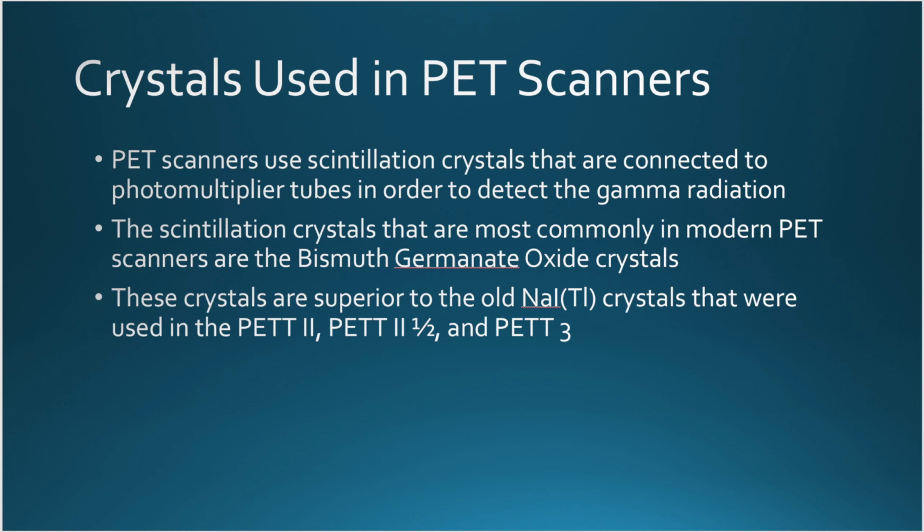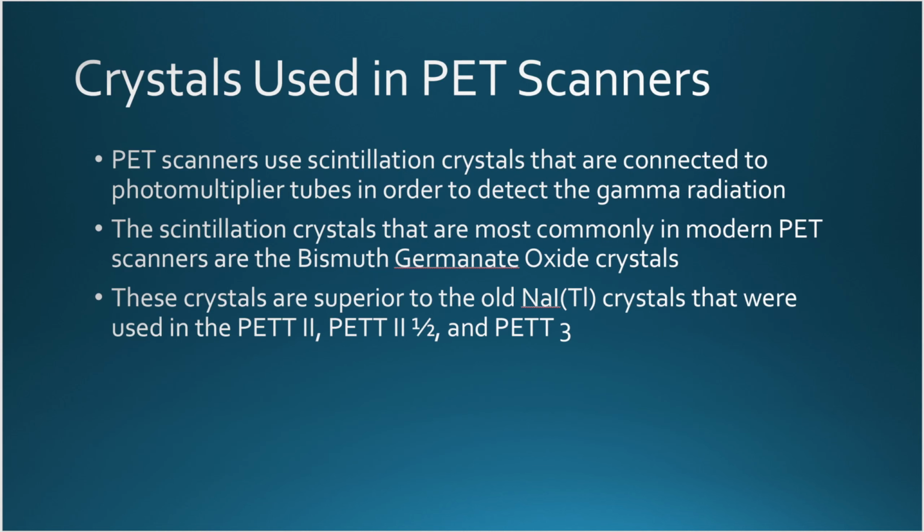Crystals used in PET scanners. PET scanners use scintillation crystals that are connected to photomultiplier tubes in order to detect gamma radiation. The scintillation crystals that are most commonly used in PET scanners in the modern day are the bismuth germanate oxide crystals. These crystals are superior to the old crystals that I had mentioned back in the PET-2 scanner, PET 2.5, and PET-3 scanner.